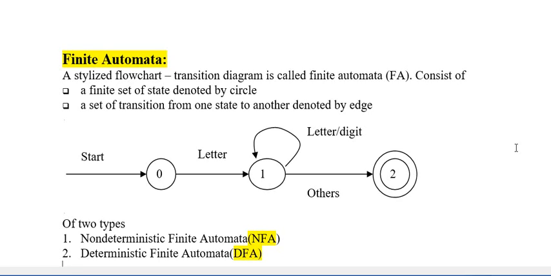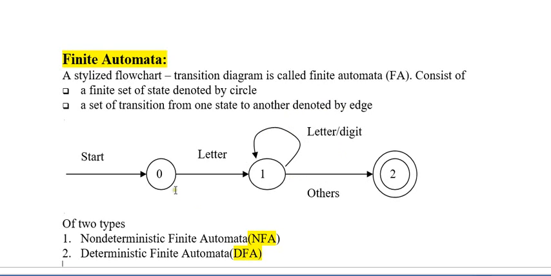So for a small introduction, we need to know what a finite automaton is. It is a stylized flowchart, that means this diagram looks like a flowchart. A flow, or transition diagram, is called a finite automaton. This transition diagram consists of a finite set of states denoted by circles. So those are the states. Here are three states, 0 to 2, and a set of transitions from one state to another state denoted by the edges. So those are the edges.